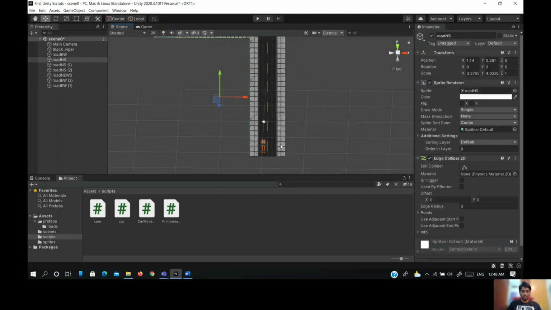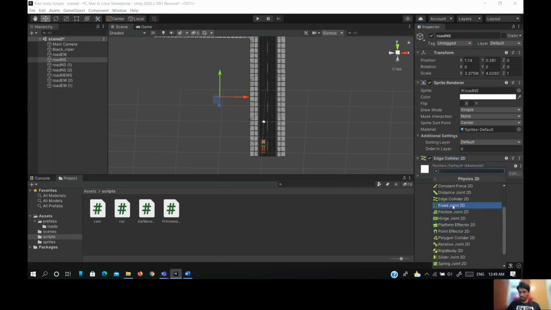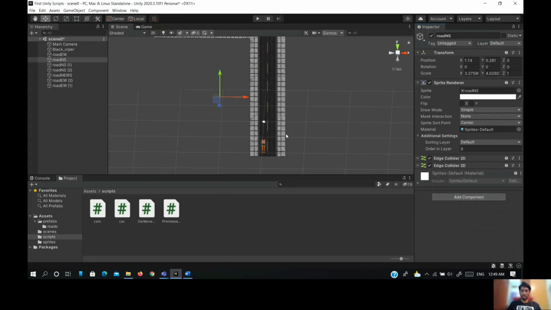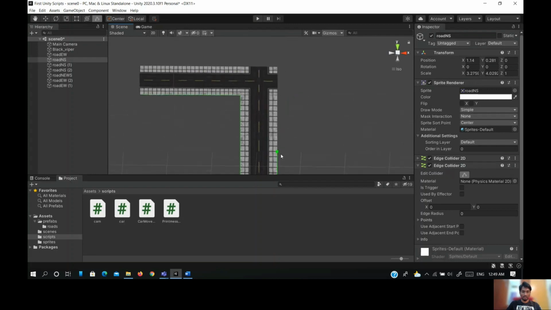Click on the road again, Add Component, Physics 2D, Edge Collider. Open Edge Collider, Edit Collider. So you can see this line over here. Place it over here and extend till the place you want. So done. Now let's save it and play.